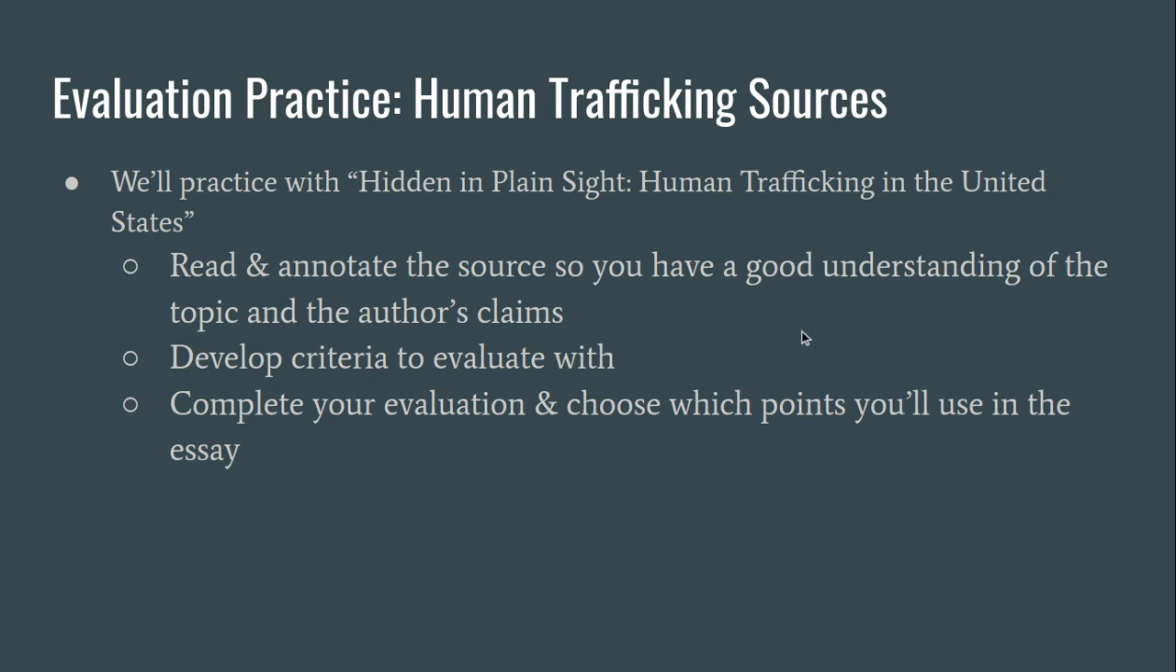So what you should do with every source is to read and annotate the source so that you have a good understanding of the basics, right? We need to understand what the topic is, what the author's claims are. Before we can do any evaluating, we need to have a good handle on just those basics. Then you're going to choose what criteria you'll use to evaluate with. Remember that for this, I recommend using the CRAP test criteria. So we want things to be current and relevant. We want the authors to have authority and so on. Then you can complete your evaluation, and from there you'll choose which points you'll use in the essay.